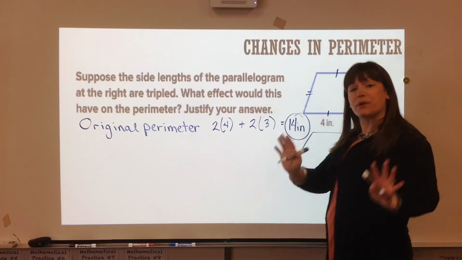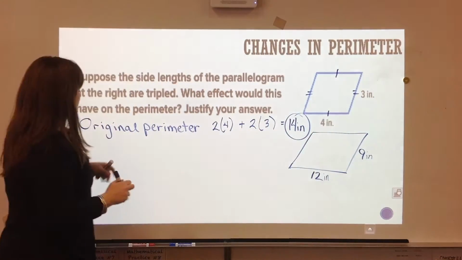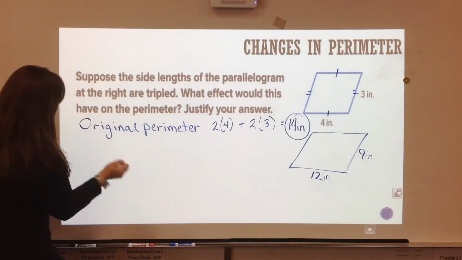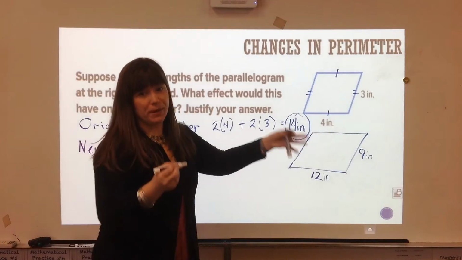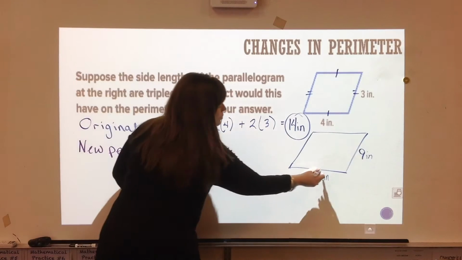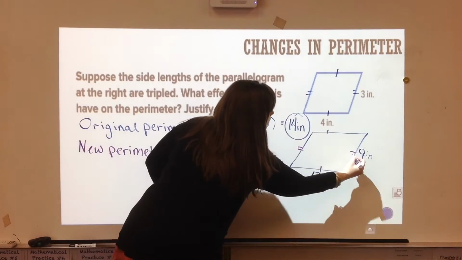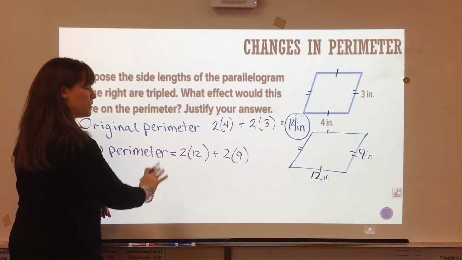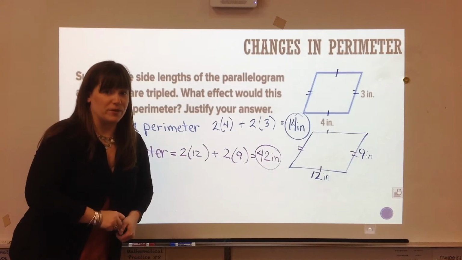Remember, this is just perimeter. We're not dealing with area, so it's just the unit of inches. Now let's talk about the new perimeter underneath. And we're just going to look at our new shape and do the same thing to calculate the perimeter. We're going to take 2 12s and add it to 2 side lengths that are 9. When we do that, we have 42 inches that the new perimeter is.